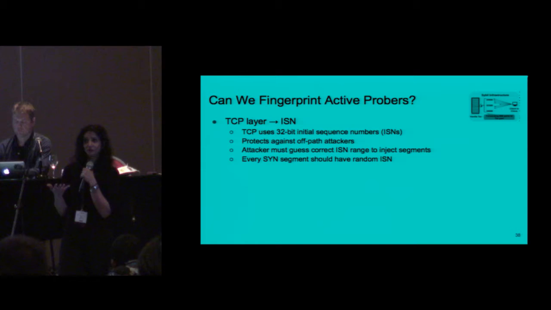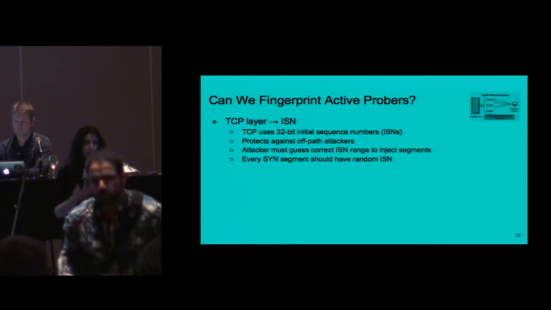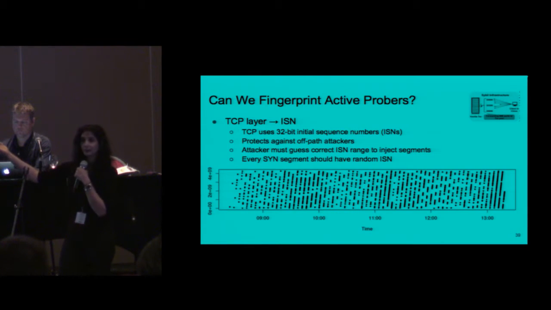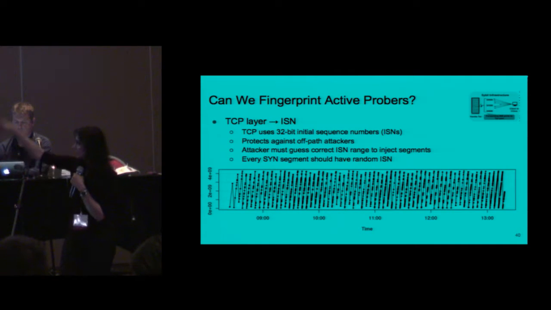We found another interesting pattern in the initial sequence number. As you all know, the initial sequence number should be assigned randomly. It protects us against off-path attackers, and therefore it shouldn't be guessable. But when you look at the ISN in SYN segments, you see basically a linear increment and then a wrap-around, and that goes on forever.